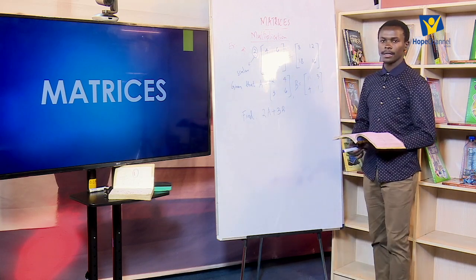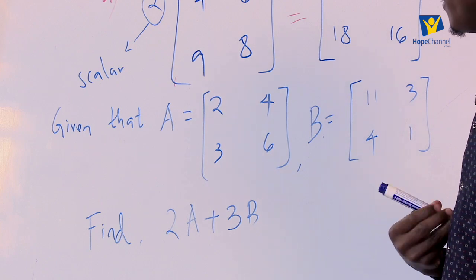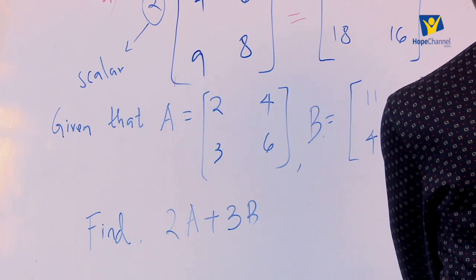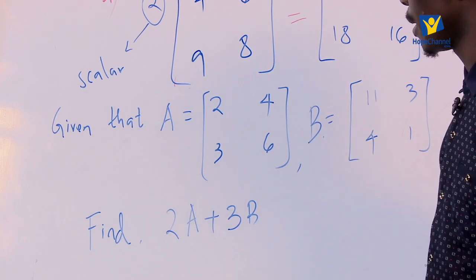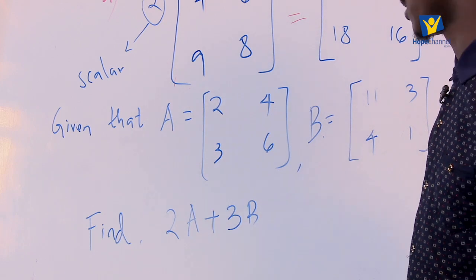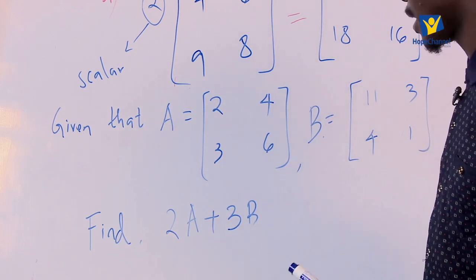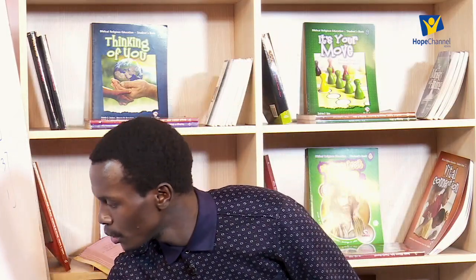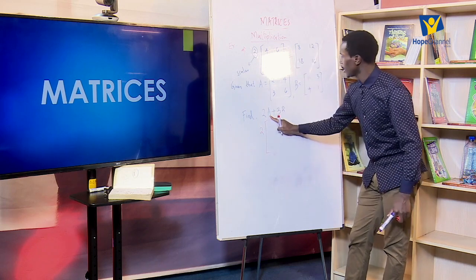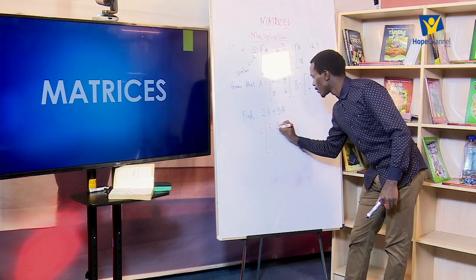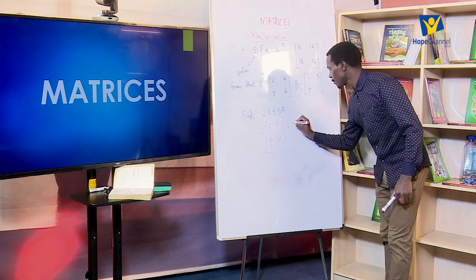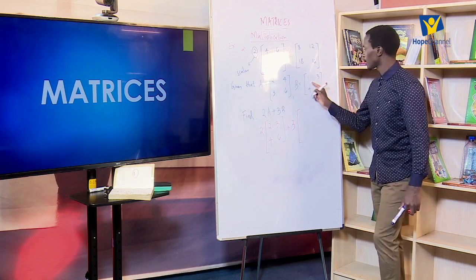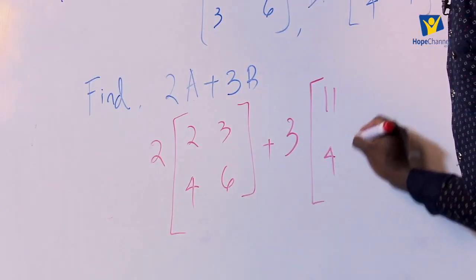Find 2A plus 3B. So we have an example here of multiplication, given that A is equal to 2, 4, 3, 6, and B is 11, 3, 4, 1. Find 2A plus 3B. So basically you're going to substitute. So you just write the individual terms, the individual scalars and their matrices. So 2 into A is 2, 3, 4, 6, add 3, which is multiplied by 11, 4, 3, 1.